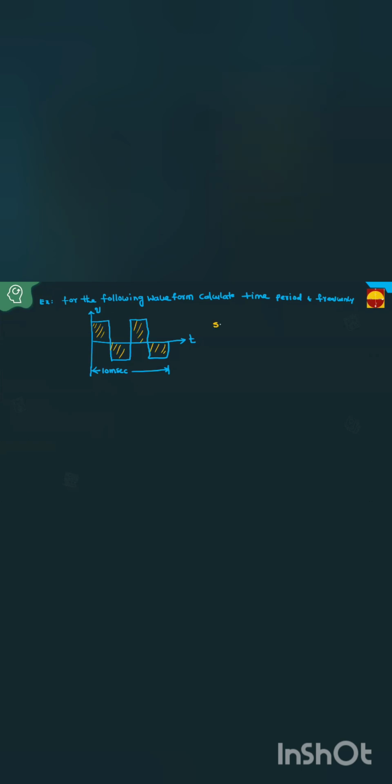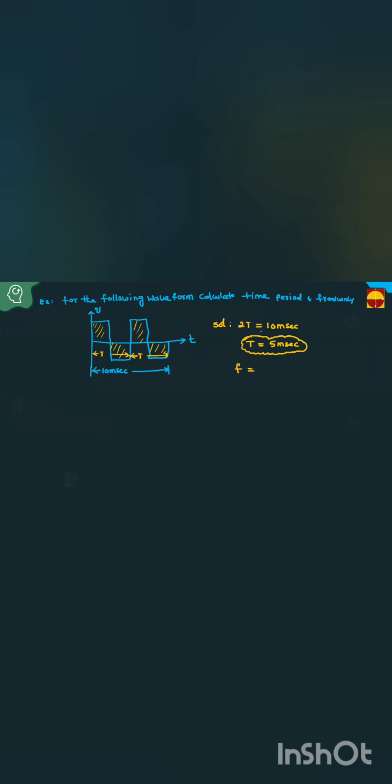For this case, the given 10 milliseconds is not T. Here given is 2T. This point is T, and this is also T, each for one time period. This is 2T, and 2T equal to 10 milliseconds. Then what is T equal to? 5 milliseconds. Time period equal to 5 milliseconds. This is the answer, since given is 2T.